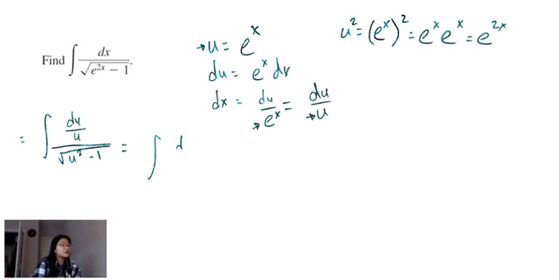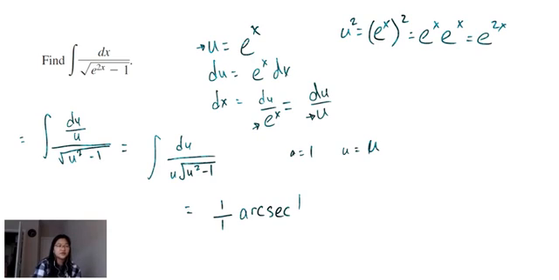So we have the integral du over u root u squared minus 1, and this looks very, very much like arcsecant with a equals 1 and u is u. Okay, so then we have, what is this? 1 over 1, which is 1, times arcsecant of u over a. Do we absolute value the u? So we get u absolute valued over a, which is 1, plus c. And what is that? That's arcsecant of the absolute value of e to the x plus c.